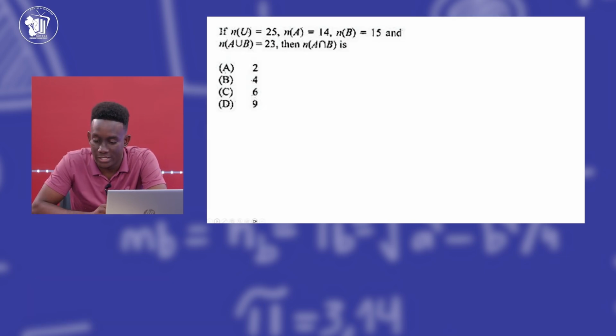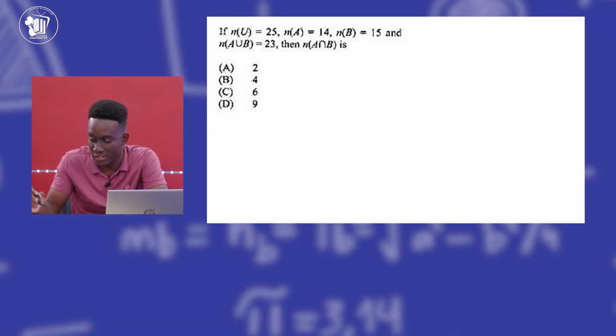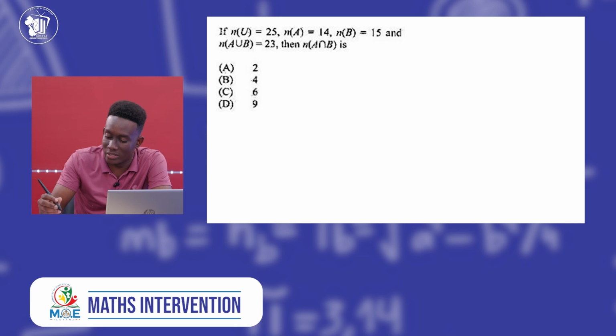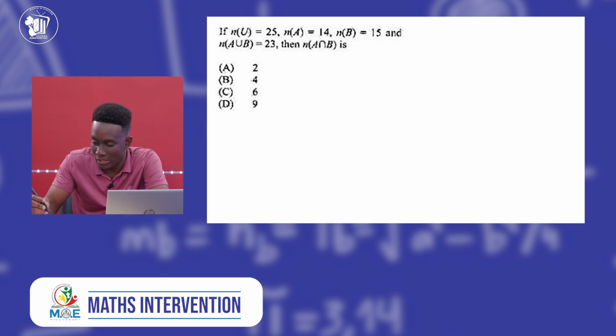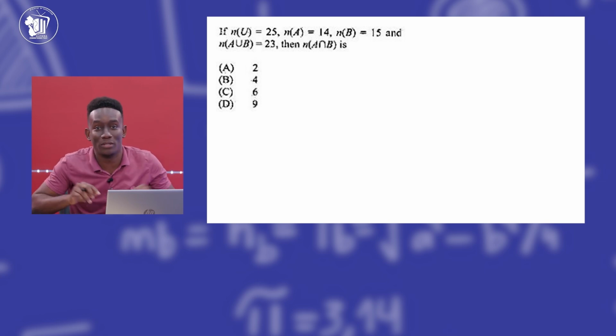This question says, if the number in the universal set is equal to 25, and the number of elements in set A is equal to 14, and the number of elements in set B is equal to 15, and the number of elements in A union B is 23, and the number of elements in A intersect B is, we know the total number in the union set is 23. So when we add up the number of elements in A plus the number of elements in B, and we subtract the intersection, we will get this 23. We will not get the 25. The 25 is the universal set, which will include the complement and so on.